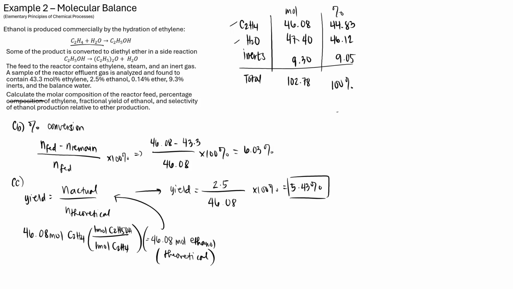Last one, selectivity. Selectivity is just the number of moles wanted over unwanted. Bigay na sa atin what's wanted and unwanted. So, number of moles wanted, that's ethanol, and that's 2.5 over number of moles unwanted, that's ether, that's 0.14. So it's just like that, 2.5 over 0.14, 17.86. That's it.